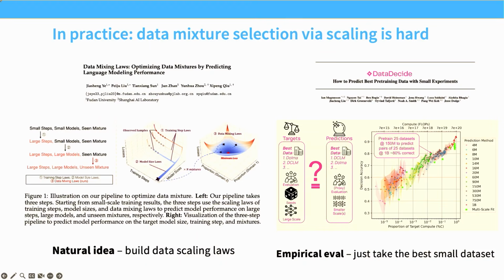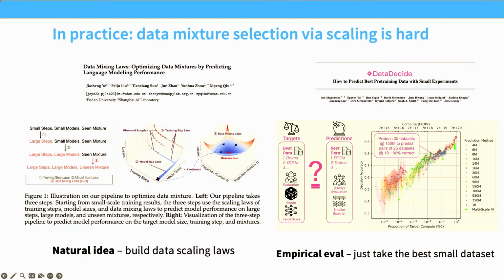Unfortunately, I think if you talk to anyone who's done a lot of this data mixture work, they will tell you reality is a lot more noisy than this ideal world would suggest. And really what has, as far as I know, happened in many cases is you end up training a bunch of small models. You pick the best data mix from the small model, and you just scale that guy up. No scaling law required.